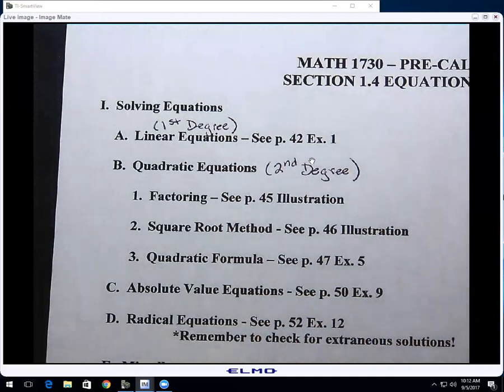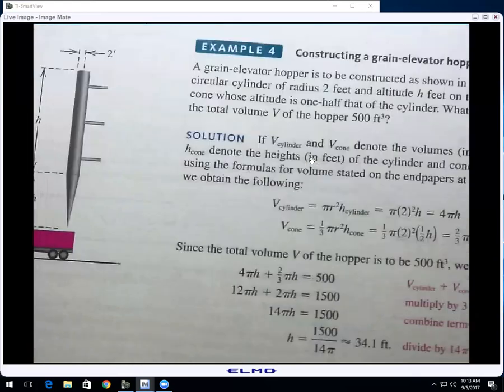There are 3 ways we solve quadratic equations. We've done them so thoroughly, in Algebra 2 and college algebra, that I'm not going to do any more quadratic equations. I'm just going to point in the book. The 3 methods for solving a quadratic equation are factoring, and you have 2 good examples at the bottom of page 45.